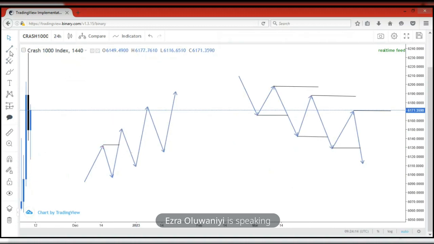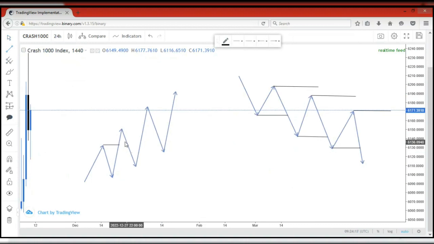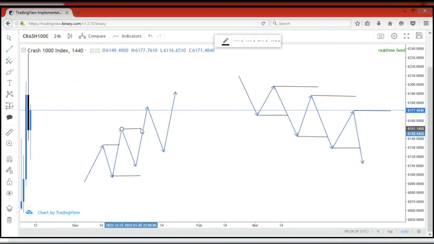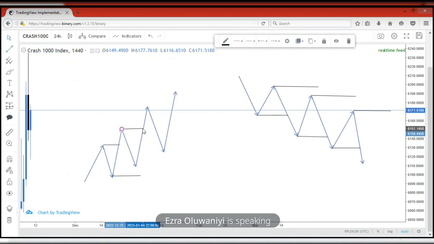All right. That high was broken, creating this low. Then this low was responsible for breaking the previous high to create a new high. So this is another high. All right, let me draw it very well.